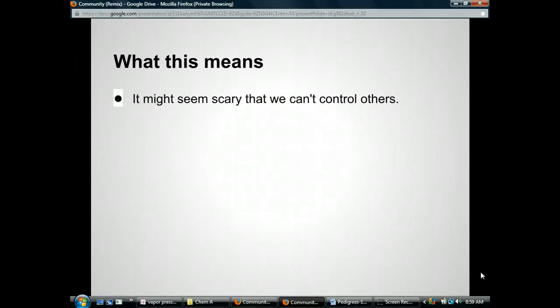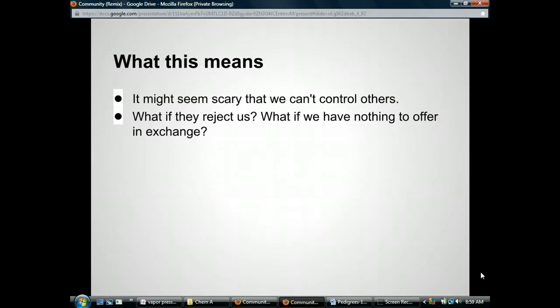Okay, now, just a little point at the end here. When I thought through this, I thought, some people are going to be worried: if I can't make other people give me what I need, then what if they reject me? What if I can't get anything because they have nothing to exchange? But the cool thing is that we all do.